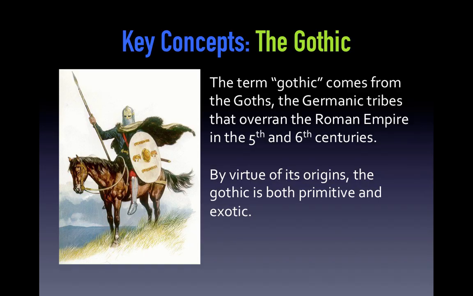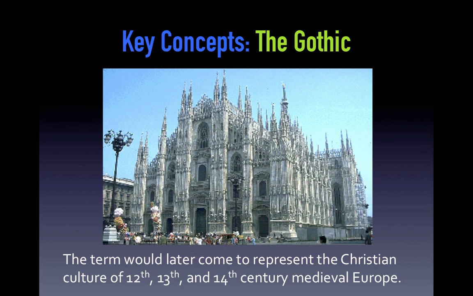Finally, here's the fifth key concept: the Gothic. The term Gothic comes from the Goths, the Germanic tribes that overran the Roman Empire in the 5th and 6th centuries. By virtue of its origins, the Gothic is both primitive and exotic. The term would later come to represent the Christian culture of 12th, 13th, and 14th century medieval Europe.